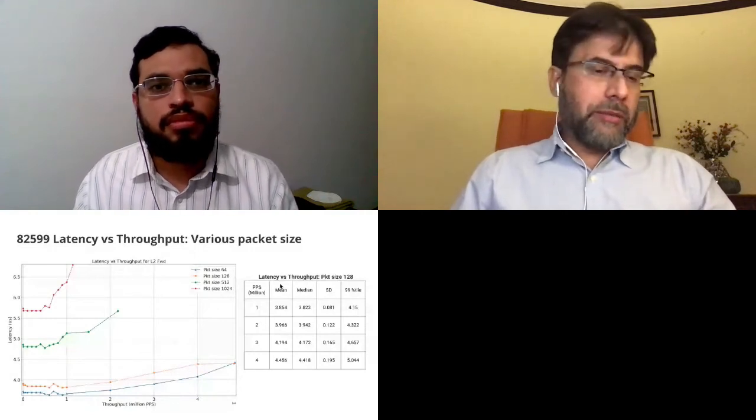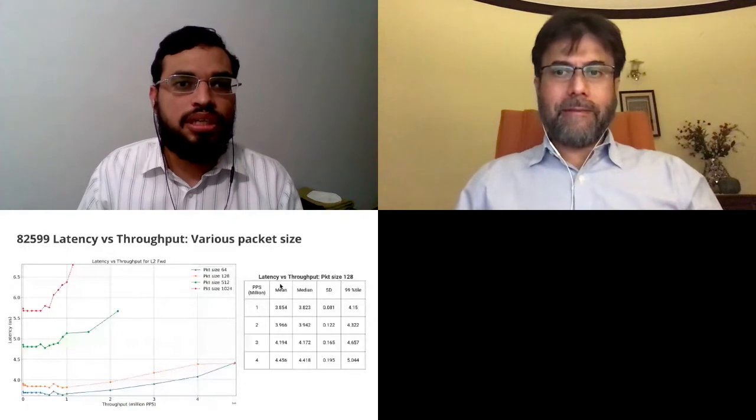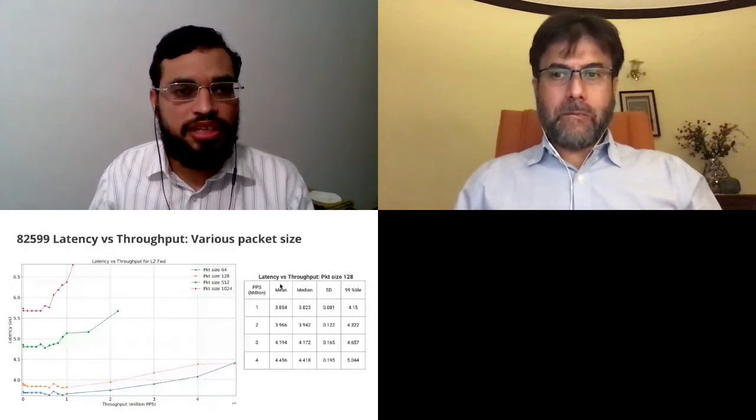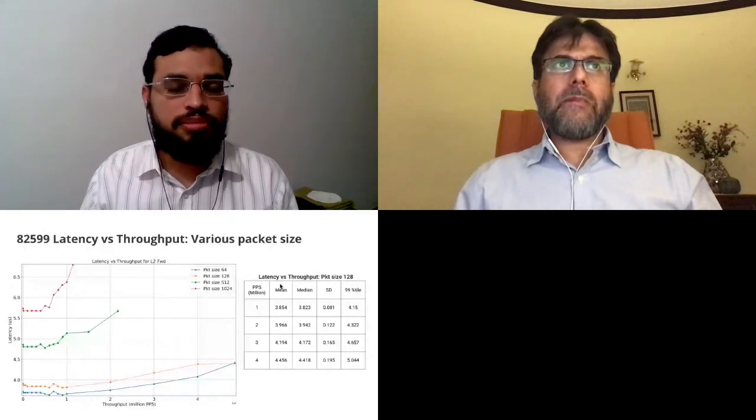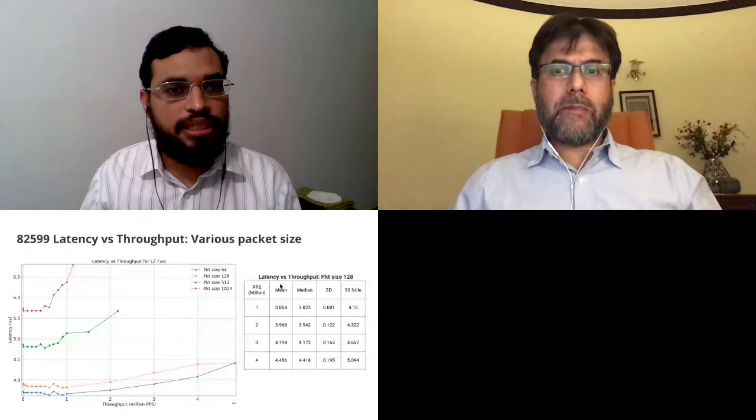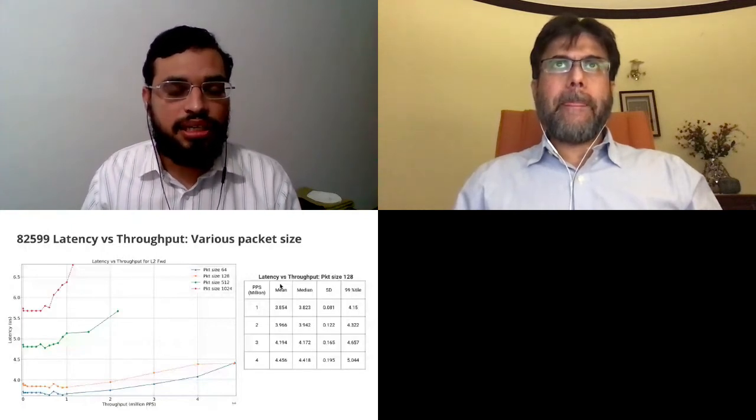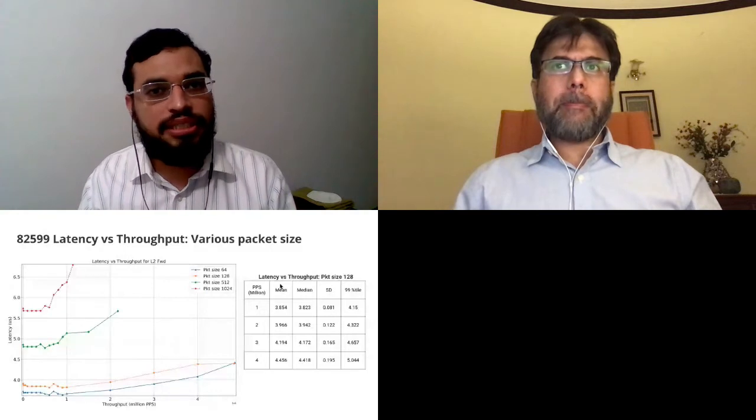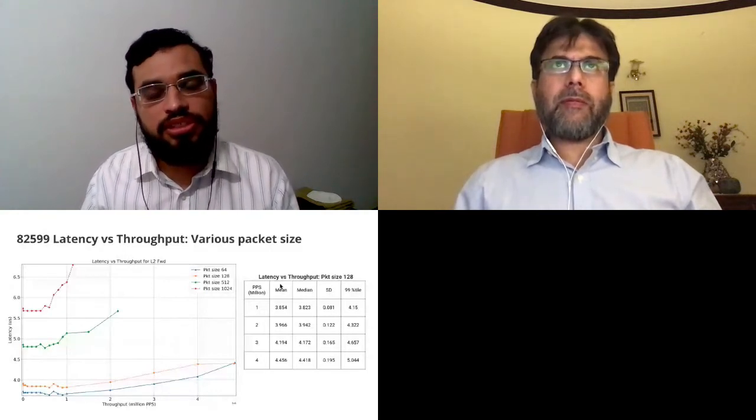So go ahead, Ahmed. This is the latency measurement we have got after the optimization on 82599. We have throughput on the x-axis. Although our application does not require high throughput, we have gone all the way to 10 gig. On the y-axis, we have latency in microseconds, and the different lines represent different packet sizes. We have gone from 64 bytes to 1024 bytes.